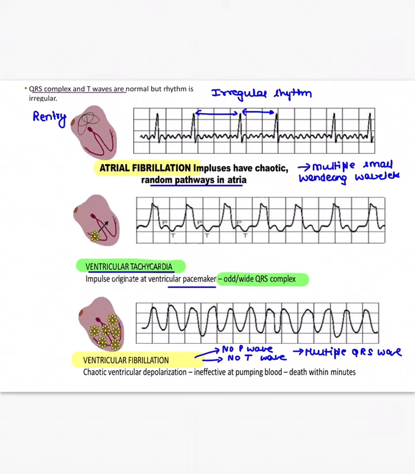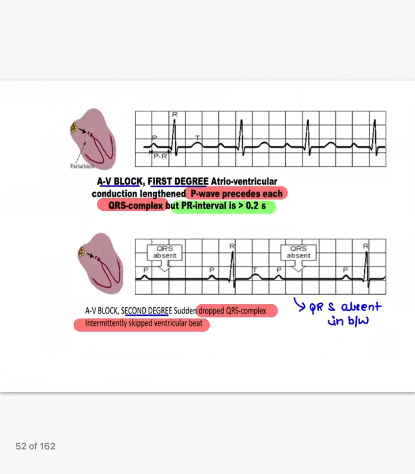Then ventricular tachycardia. When you have a problem with the ventricle, something will happen with the QRS. Do you see the prolonged QRS, how much it is prolonged? That is ventricular tachycardia. Then ventricular fibrillation: you have no P wave, no T wave, and you have multiple QRS waves. Why? Because the ventricle is being set off by the QRS wave.